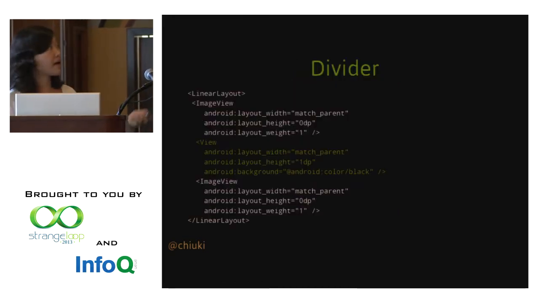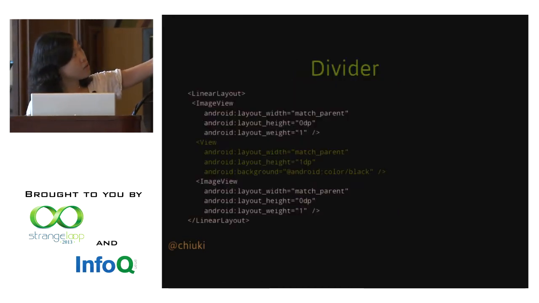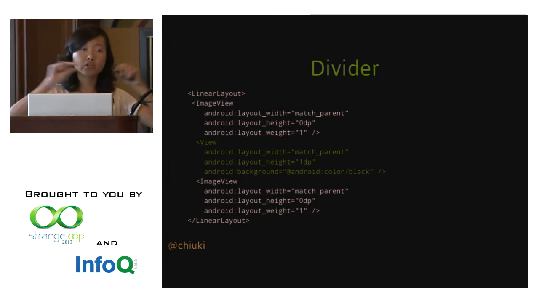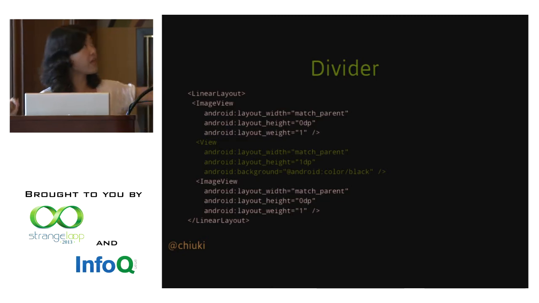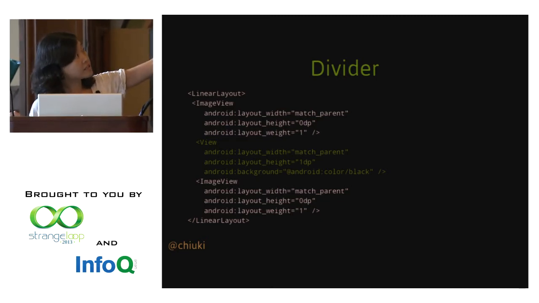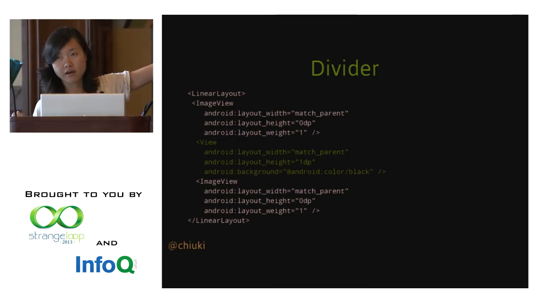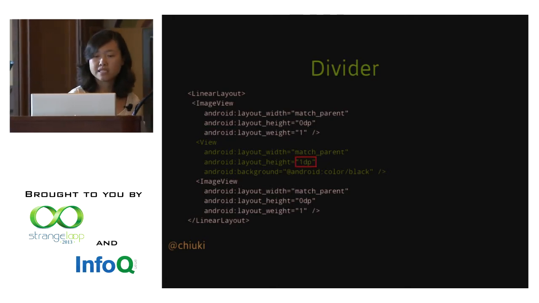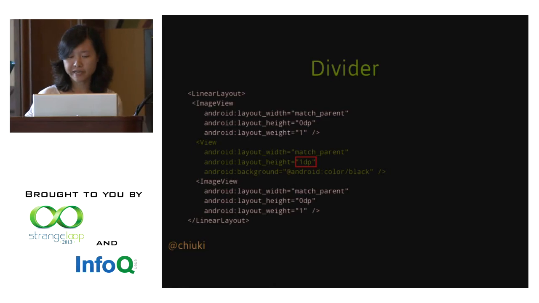So here, I'm actually telling Android that for the divider, I'm going to give you a specific dimension. I want it to be 1 dp. And then it's going to assign this much real estate to the divider, and the rest of the screen is going to be divided using the weight. 1 dp. What is dp?